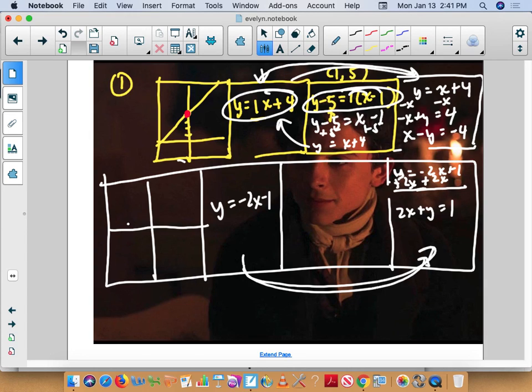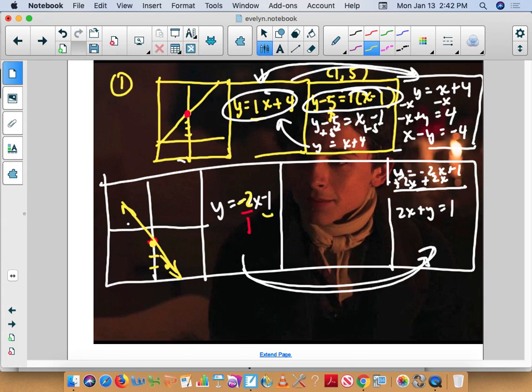To do the first box, what's the y-intercept? Negative 1. So put a little dot on negative 1. And what's my slope? Negative 2. I need a fraction, negative 2 over 1. So, good. I'm going to go to my y-intercept of negative 1, and then I'm going to go down 2, right 1. Down 2, right 1. And you should have a line that looks a lot like this one on your paper.